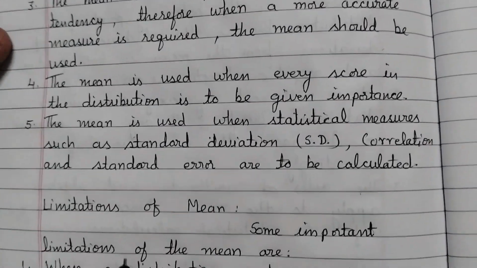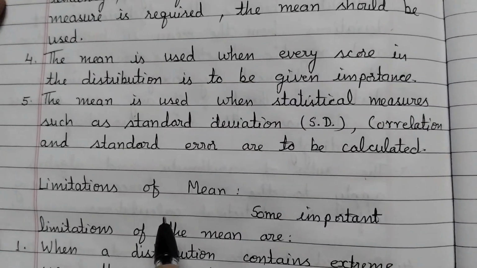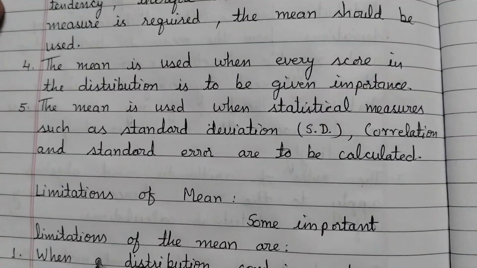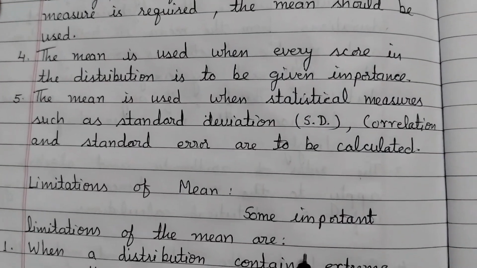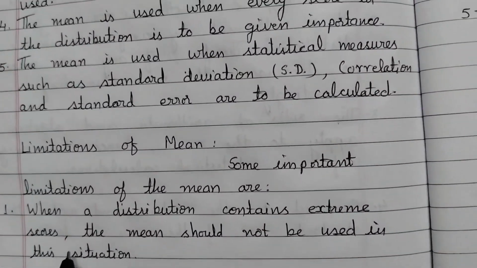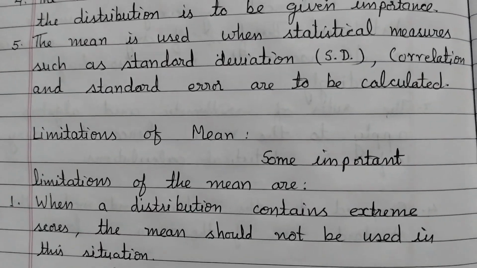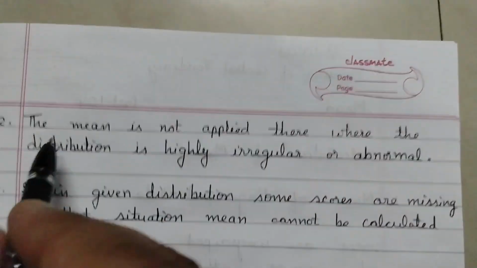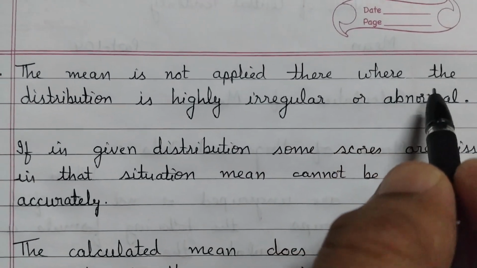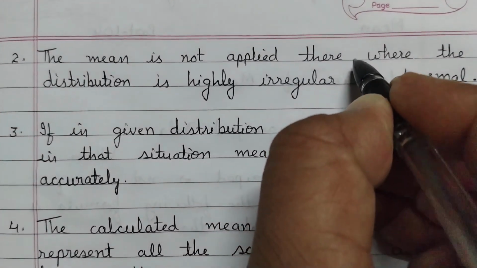Now the next point is limitations of mean. We covered the use of mean and characteristics of mean. So there are limitations of mean also. Some important limitations of mean are as follows. First limitation, when a distribution contains extreme scores, the mean should not be used in this situation. Second limitation, the mean is not applied where the distribution is highly irregular or abnormal.